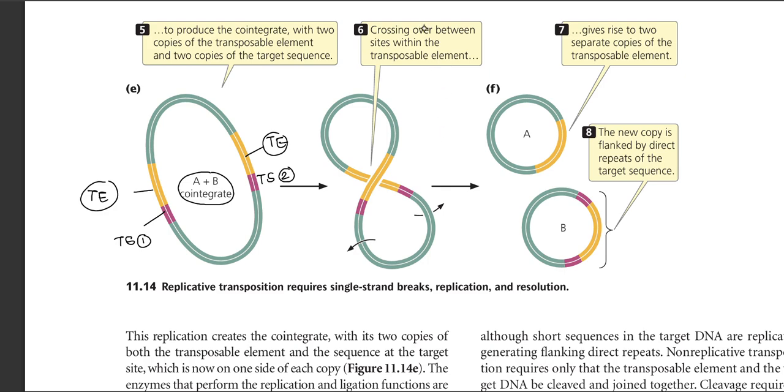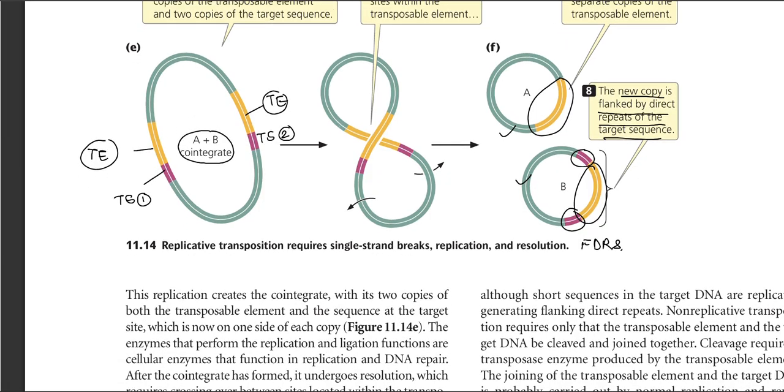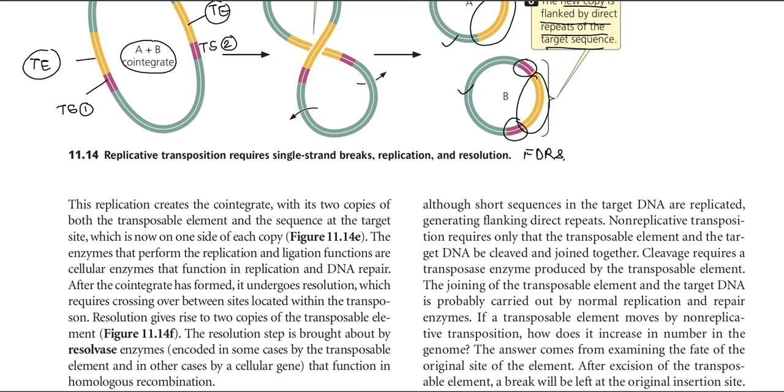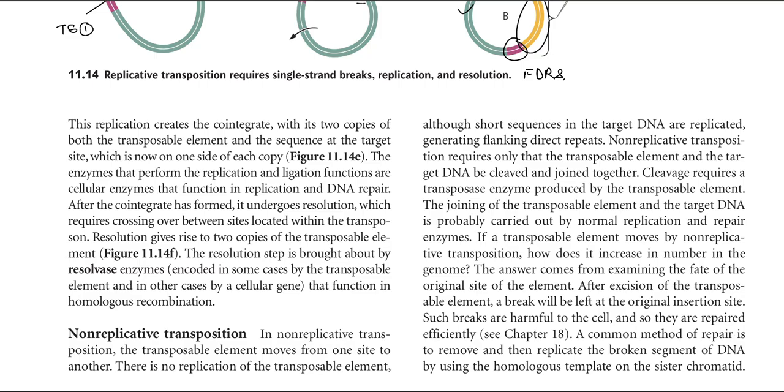After the crossing over has taken place, the two of them will try to separate from each other, and when they separate, the two will divide and the transposable element copy will be generated separately. So this new copy is flanked by the direct repeats also of the target sequence. These pink colors are only the FDRs, because now these FDRs have been filled in by the DNA polymerase. And as I talked about, the resolution will take place with the help of resolvase enzyme.